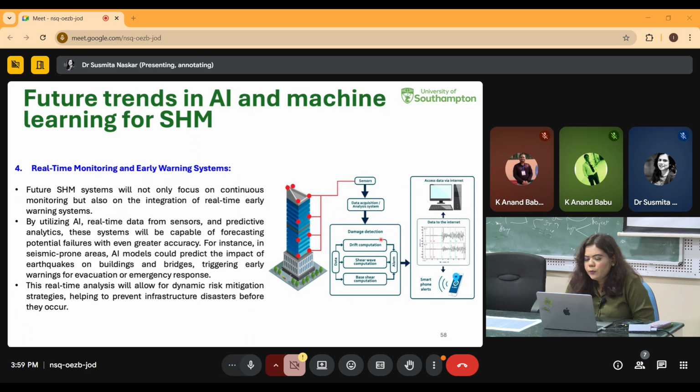before they can occur, and they will also reduce the damage, save the cost, save human life, and improve public safety as well. So essentially this represents the shift from reactive to predictive infrastructure management.